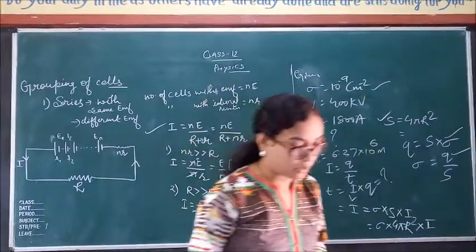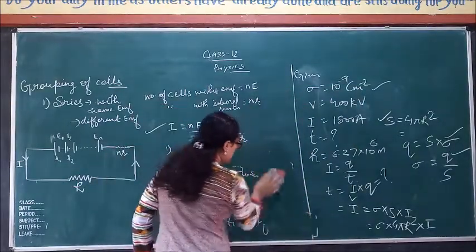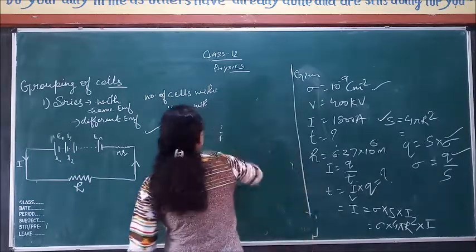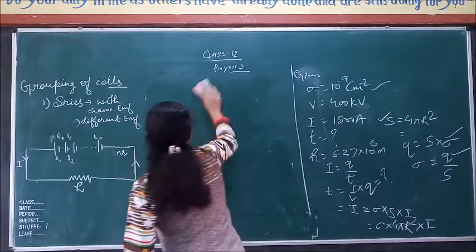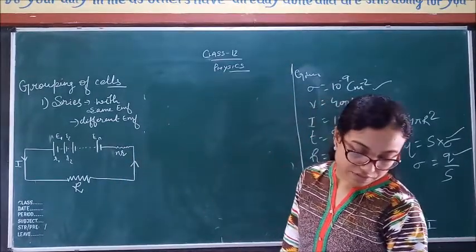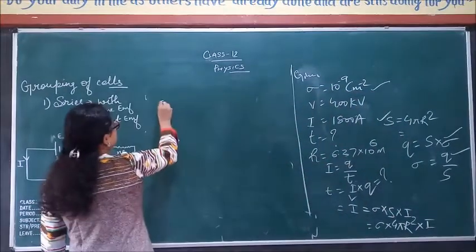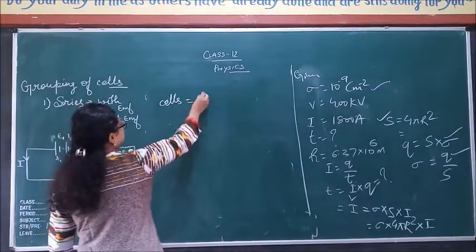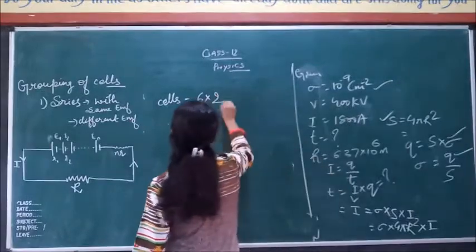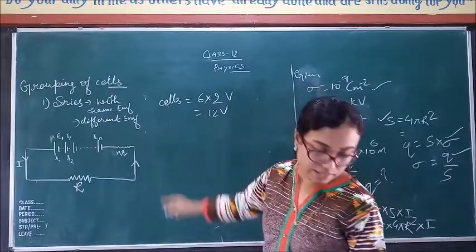Now the second numerical is easy, it is a little bit tough. What, the second numerical is the same. Six lead-acid type secondary cells each of EMF 2, मतलब 6 सेल्स हैं. सेल्स कितने हैं यहाँ पर? 6. ठीक है, और E की वैल्यू कितनी दी हुई है? The value of E is 2, मल्टीप्लाई कर देना 12. ठीक है, टोटल नंबर ऑफ सेल कितना आ जाएगा?